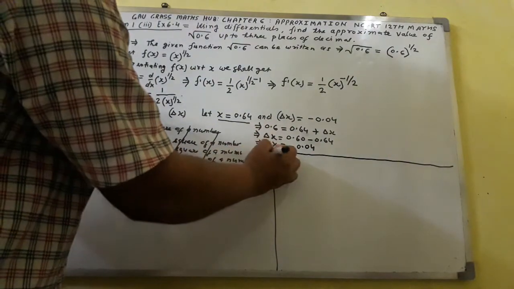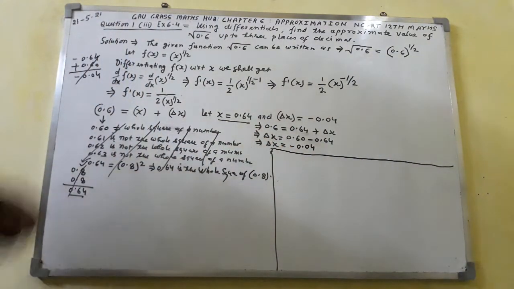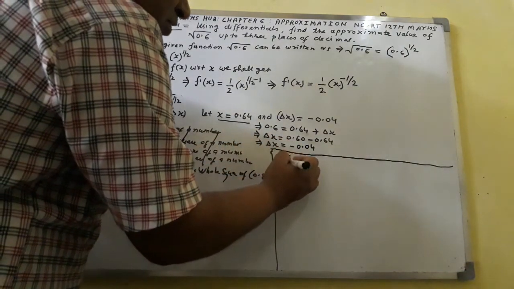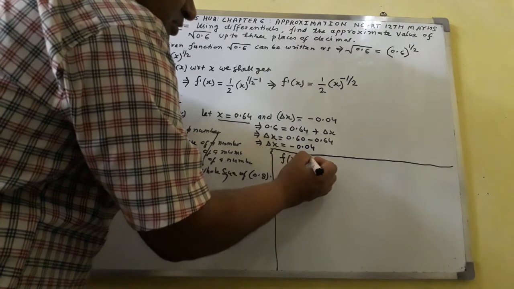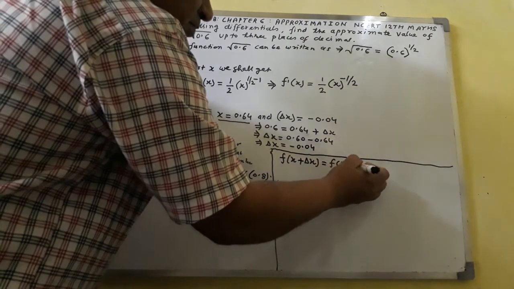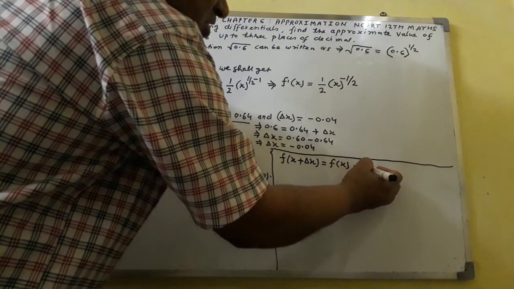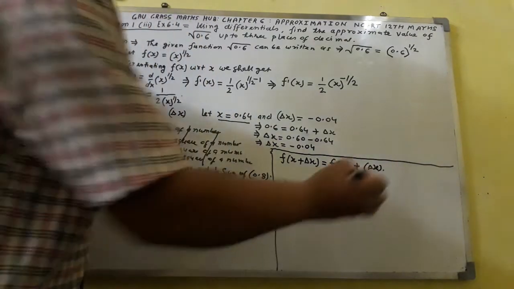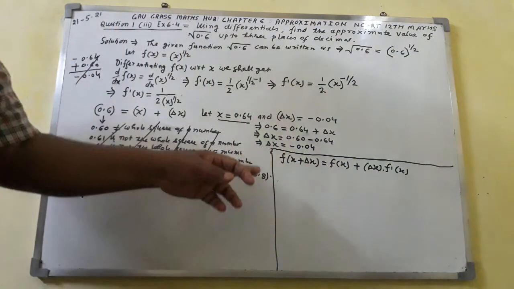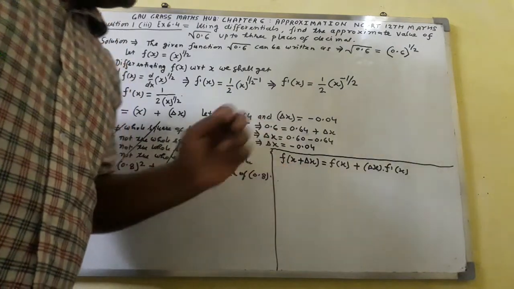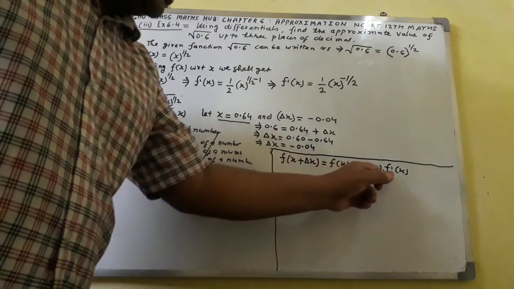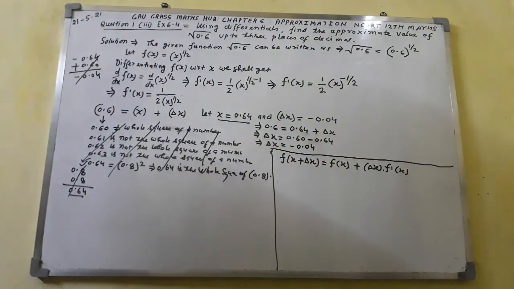Look at here. I shall write the formula. Formula is f of x plus delta x equal to f of x plus delta x dot f dash of x. This is the formula I have used here. f of x plus delta x equal to f of x plus delta x dot f dash of x. This is the formula. Note that one.